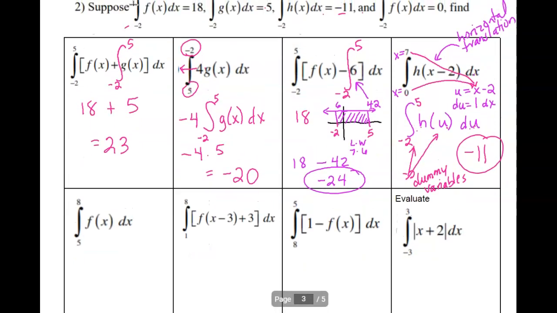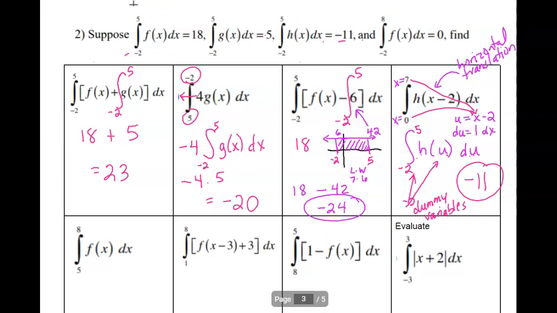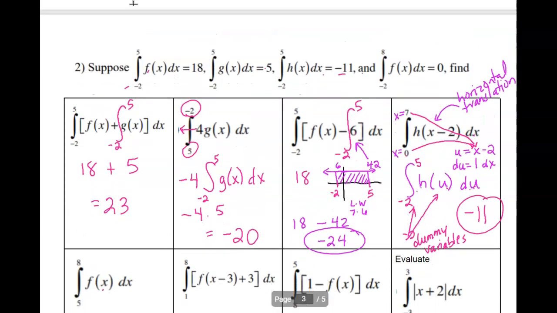All right, let's look at my next one. We want to go from 5 to 8. So what I notice is we don't have anything that goes from 5 to 8. And I don't need to change this because it's not a transformation of the function. Okay. But let's look back at the f function and what we know. So I like to make a little number line, and I'm going to do it up here.